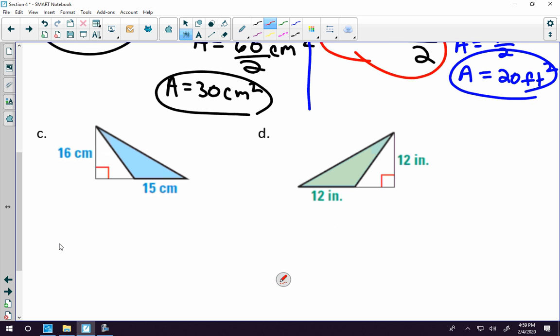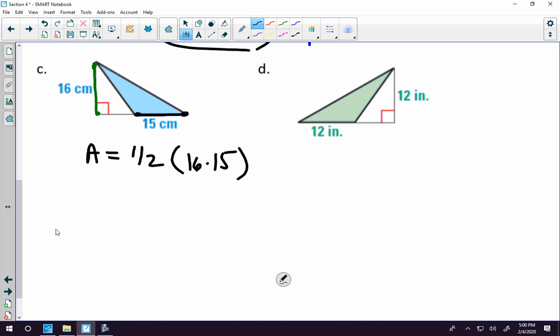Like in example C, if you were asked to find the space inside of the shaded blue triangle, first and foremost, you would identify the base length, 15. But in this case, I need you to realize that because this is an obtuse triangle, the altitude is exterior to the triangle. The altitude is not a leg of the triangle. The altitude is outside of the triangle because this is an obtuse triangle. So the space inside of this shaded blue triangle is 1/2 of 16 times 15.